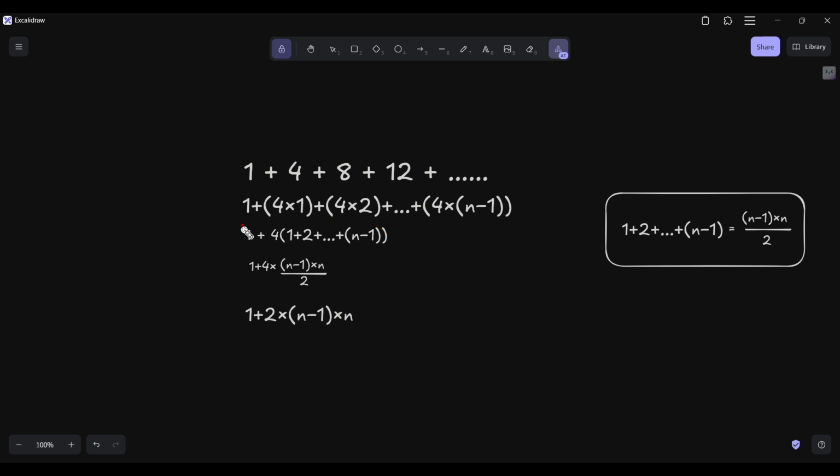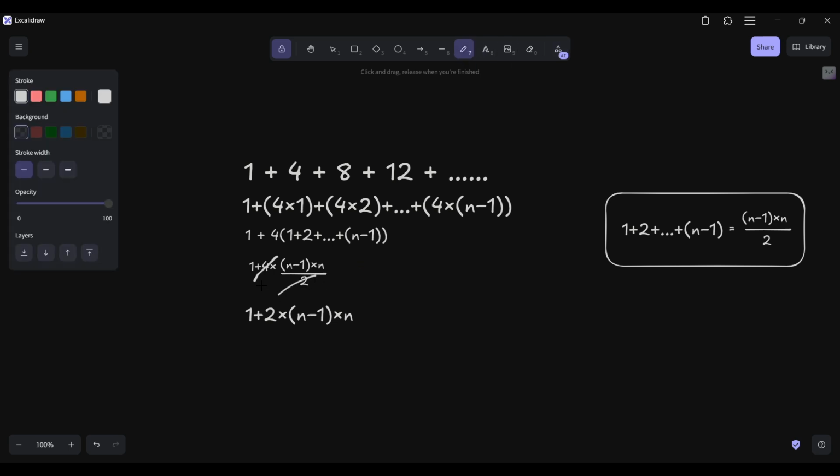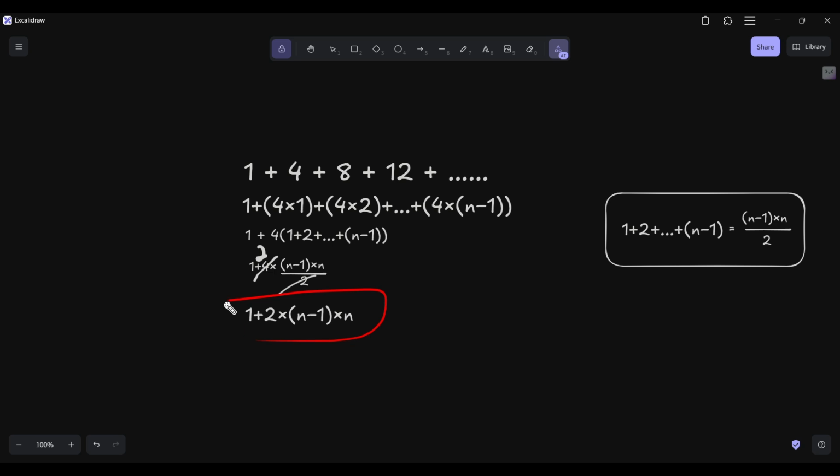If you see, 1 is basically the first element, and you have read this in AP. The formula for the sum of consecutive numbers is n into n minus 1 by 2. So we can write here 1 plus 4 into n minus 1 into n by 2. If we cut this 2 with this 4, that gives 2, then we can write 1 plus 2 into n minus 1 into n.